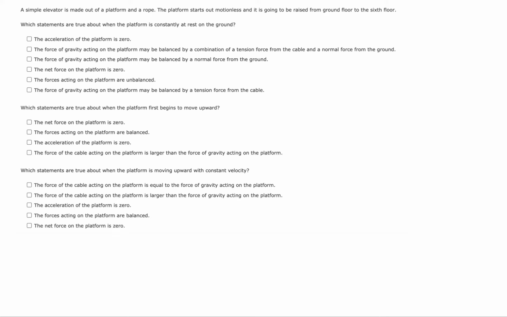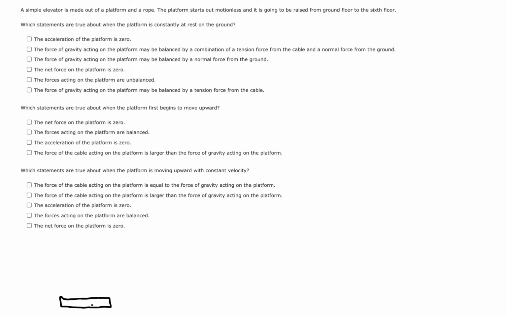A simple elevator is made out of a platform and a rope. The platform starts out motionless and it's going to be raised from ground floor to the 6th floor. Which statements are true about the time when the platform is at rest on the ground?